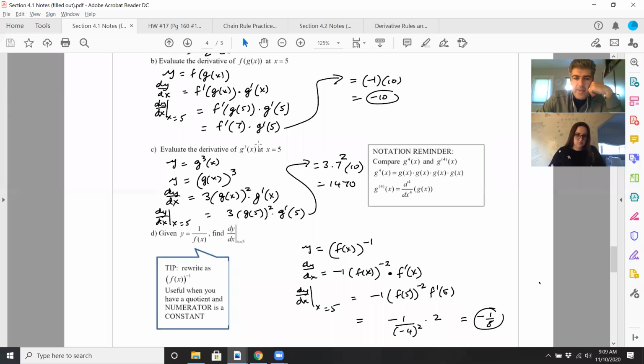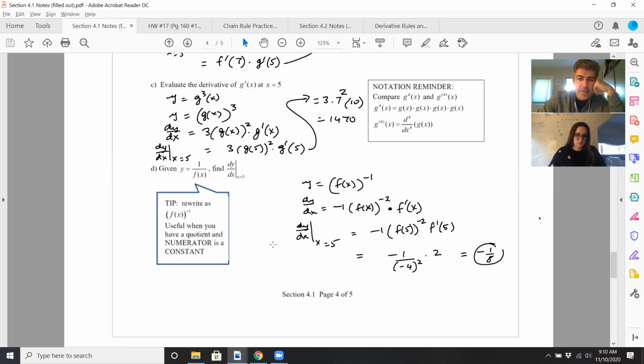And here we have a kind of interesting one. That's g of x raised to the third power: move the 3 to the front, drop the exponent by 1, keep g of x intact, multiply by the derivative of the inside, which is g prime of x, and then plug in 5. You work it out.